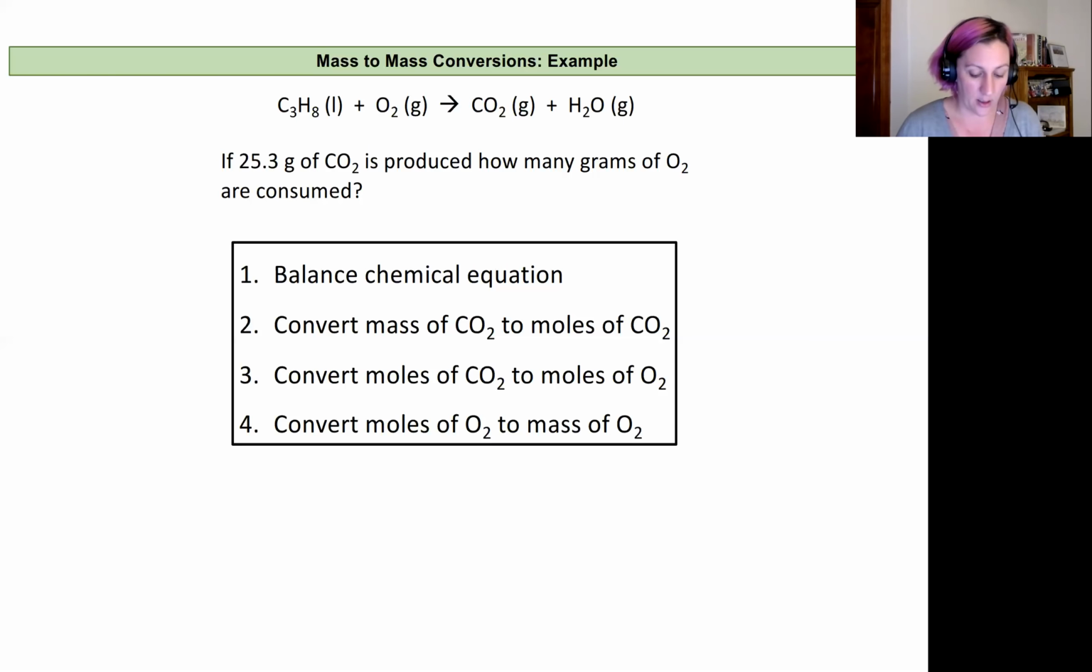And so here, if we're starting with 25.3 grams of carbon dioxide, we're starting with a product. And then we're going to be converting into grams of oxygen. So we want to know about this reactant. All right, so let's walk through it.